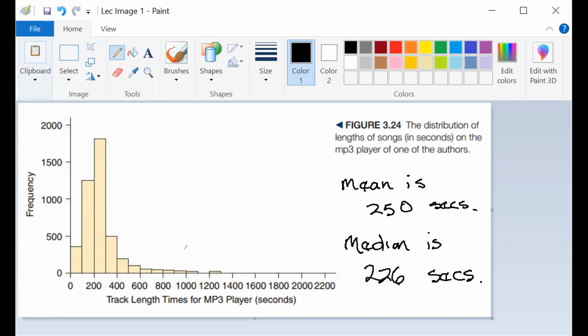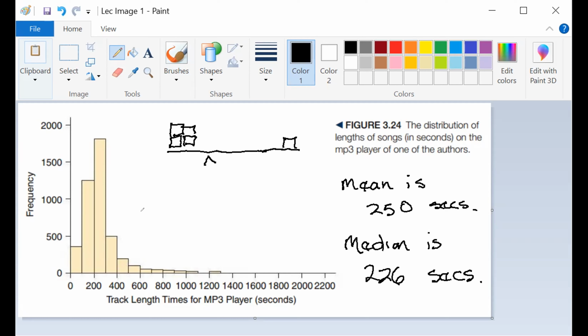Think about it like a teeter-totter, with your fulcrum and your teeter-totter. If you have a really long teeter-totter, and let's say you have something at the far end of it, then you need to have a whole bunch of stuff here to offset what's at the far right of it.